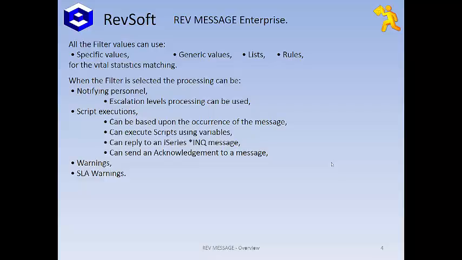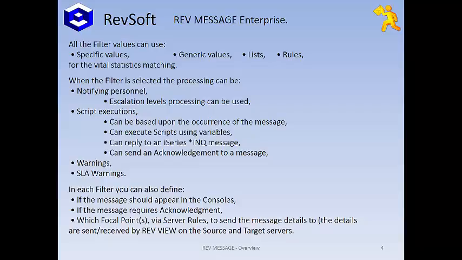And we have service level agreement warnings or SLA warnings, which are defined generically and then attached to the required filters. The difference here is the filter warnings apply to the filter, but the SLA warnings can be attached to multiple filters. In each filter, you can also define if the message should appear in the consoles and if the message requires acknowledgement. This allows a message to appear in the console until it is acknowledged. Also, which focal point or focal points to send the message details to.